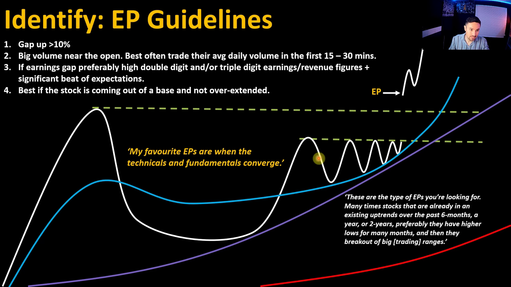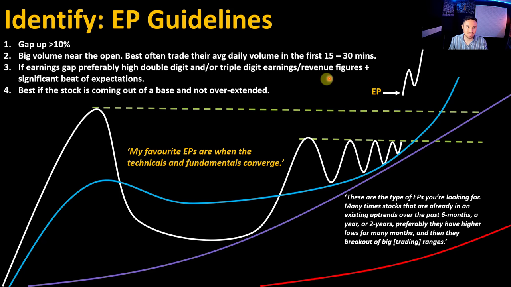So EP guidelines: you want a gap up of greater than 10%. You want big volume near the open. The best of the best often trade their average volume in the first 15 to 30 minutes. So that average daily volume, you'll actually see that level of volume come in the first 15 to 30 minutes. I use TC2000 as well. They have a vol buzz on there, so you can see how much volume is coming in. You can just eyeball it, use a little bit of maths if you want. If earnings gap, preferably high double digit and/or triple digit earnings and revenue figures plus a significant beat of expectations.